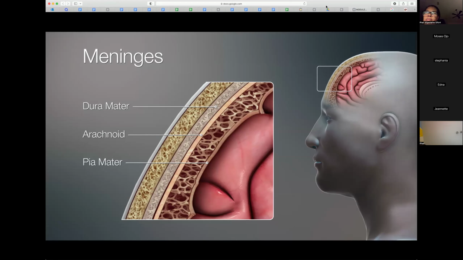So next up, I want you to know about your meninges. Guys, please memorize this. I want you to memorize the order of the meninges, and I want you to memorize what the meninges are for. So the meninges wrap around your brain and spinal cord. Please memorize that. Your meninges protect your brain and spinal cord. What is it called when the meninges become irritated?